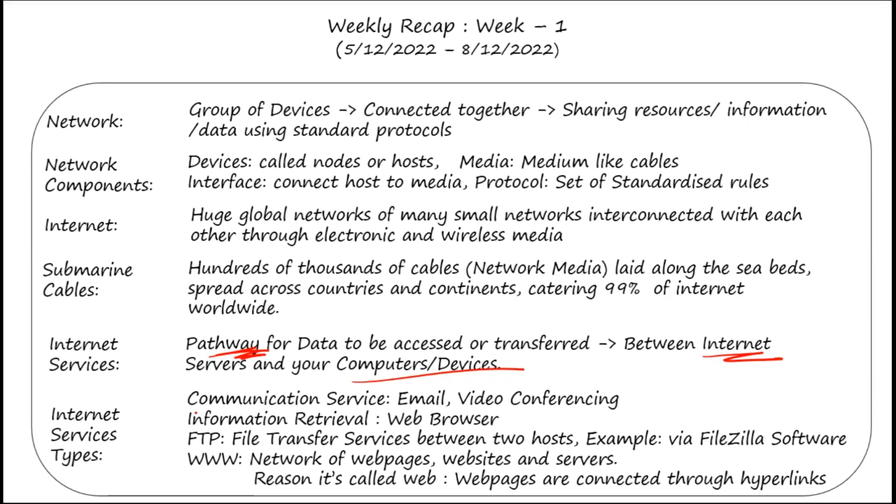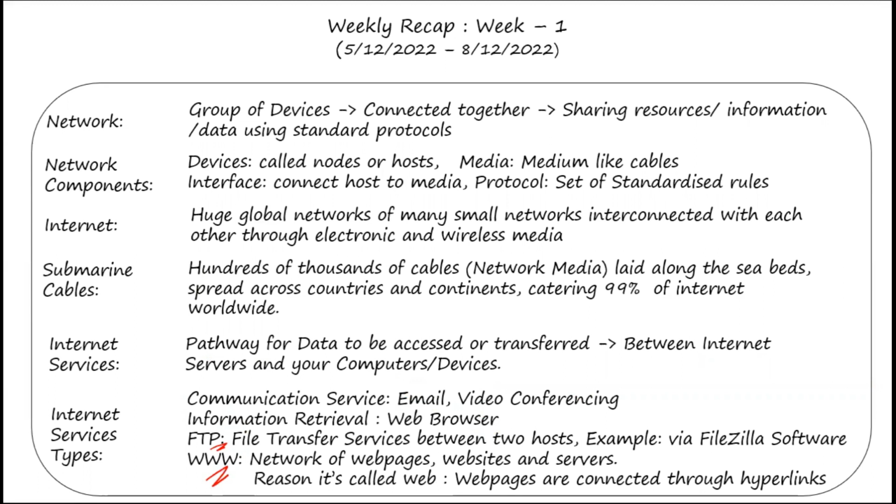As we said, communication service is for your email, video conferencing, everything. All kinds of communication that happen over the internet come under this kind of service. Your information retrieval service: you go on a web browser, you search something, and you get particular answers to your questions. That happens through the rules laid under information retrieval service. The next comes file transfer protocol, as we discussed. If you want to send files across the internet very securely, that is called file transfer protocol.